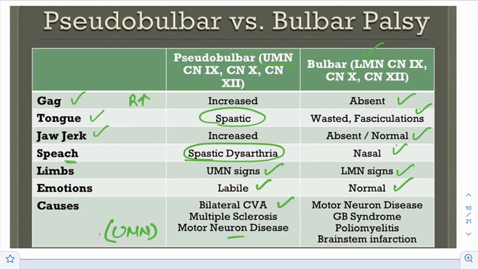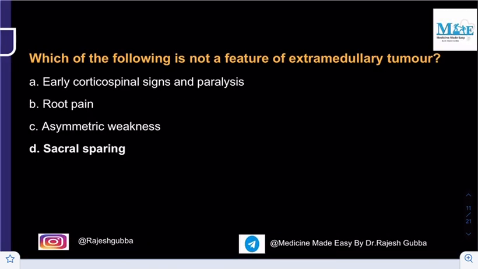Whereas the causes are motor neuron disease, Guillain-Barré syndrome, poliomyelitis, and brainstem infarction. These are the conditions where you have lower motor neuron involvement, so that will cause bulbar paralysis. So this is the difference between pseudobulbar and bulbar paralysis. Very, very important slide. Next, you see the next question.